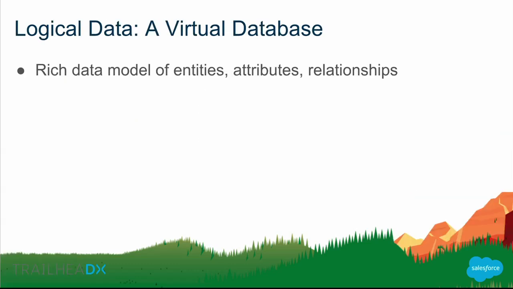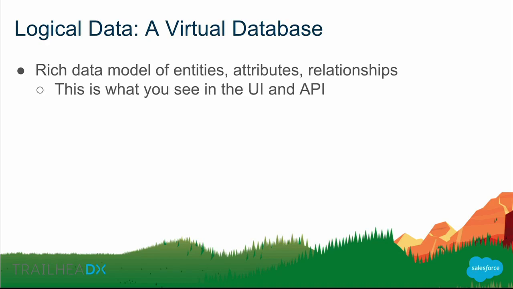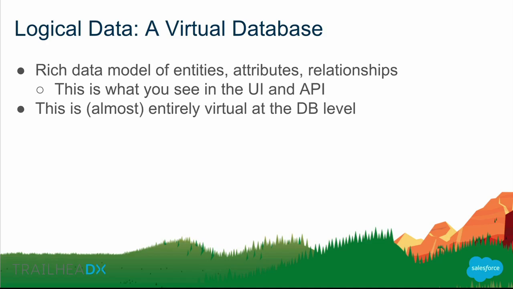So as I said, Salesforce models a virtual database on top of a physical database, which is kind of cool, right? And it does a lot of the same stuff that a physical database does. It gives you a rich model of entities and attributes and relationships and all that kind of stuff. So when you work with the UI and the API, that's what you see. But none of this is really physically manifested at the database level, okay?